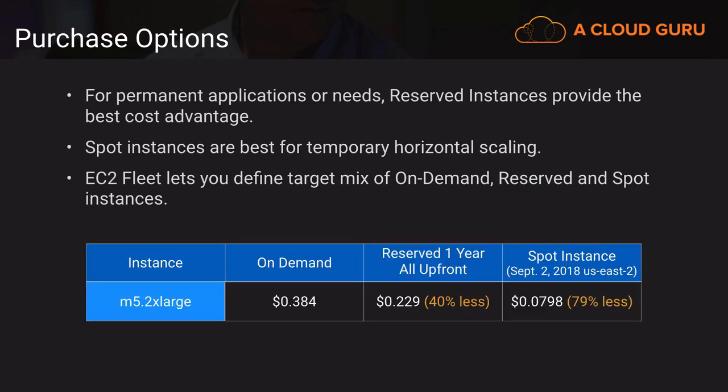So if we look at M5 2xlarge, at the time of this recording, the on-demand price is 38 cents. If we decide to do a 1-year reserved, that drops it 40%. And if we want to use just a spot instance, that drops it to 7%. So that's a 79% savings over the on-demand.